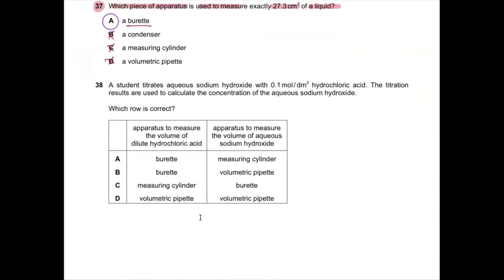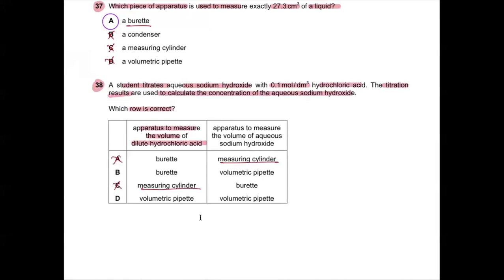Okay. Now, MCQ number 38. A student titrates aqueous sodium hydroxide with 0.1 mole per dm cube hydrochloric acid. The titration results are used to calculate the concentration of aqueous sodium hydroxide. Which choice is correct for the apparatus to measure the volume of dilute acid? Obviously, we are not going to use a measuring cylinder, so C goes wrong. And over here, again, a measuring cylinder is not going to be used.